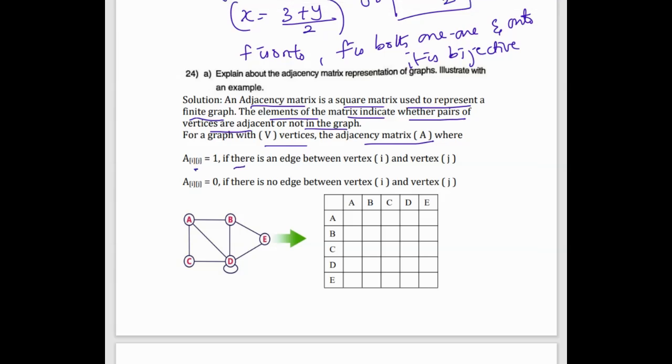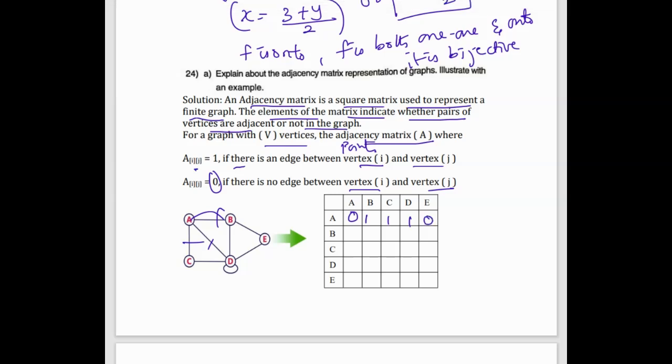So if there are vertices, that is points, i and j, and there is a connection between the edge i and j, then it is 1. If there is no connection between i and j, it is 0. So here we will just check. From A to A, do we have any connection? No, it is 0. Then from A to B we have 1, so it is 1. A to C we have 1. A to D we have 1. Then A to E we don't have, it is 0.